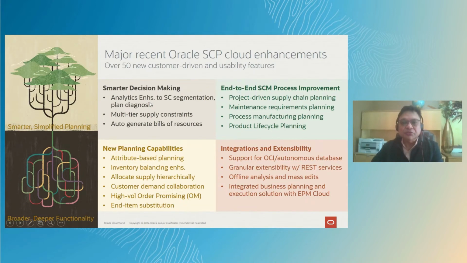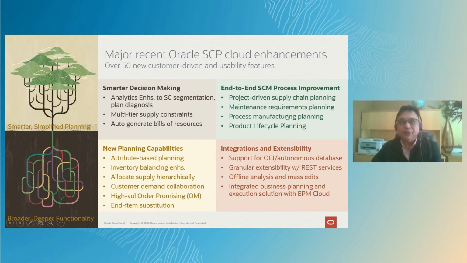Many enhancements to analytics, and multi-tier supply constraints. We already supported multi-tier visibility, but now supplier capacity and other constraints from multi-tier are automatically planned in our constraint-based planning. Auto-generate bill of resources: this is a flat bill of critical components and resources. We look at your bill of materials and automatically create this bill of resources to avoid any manual errors.